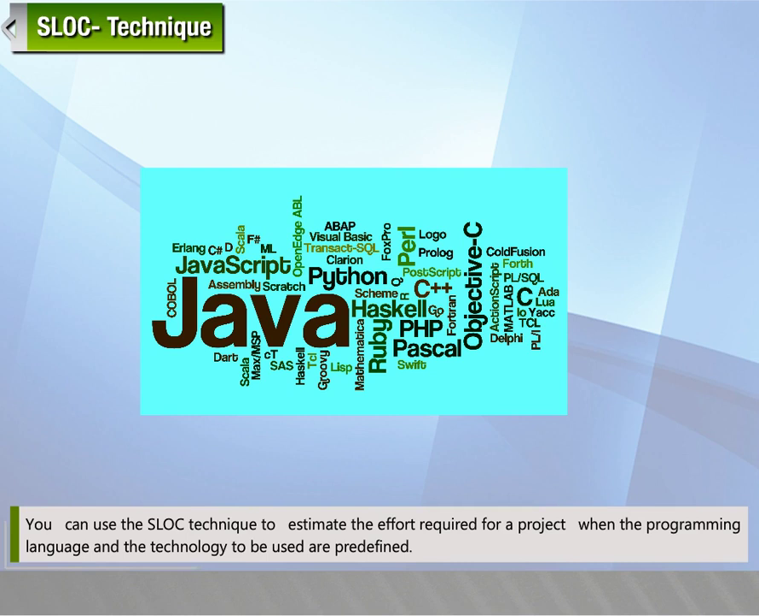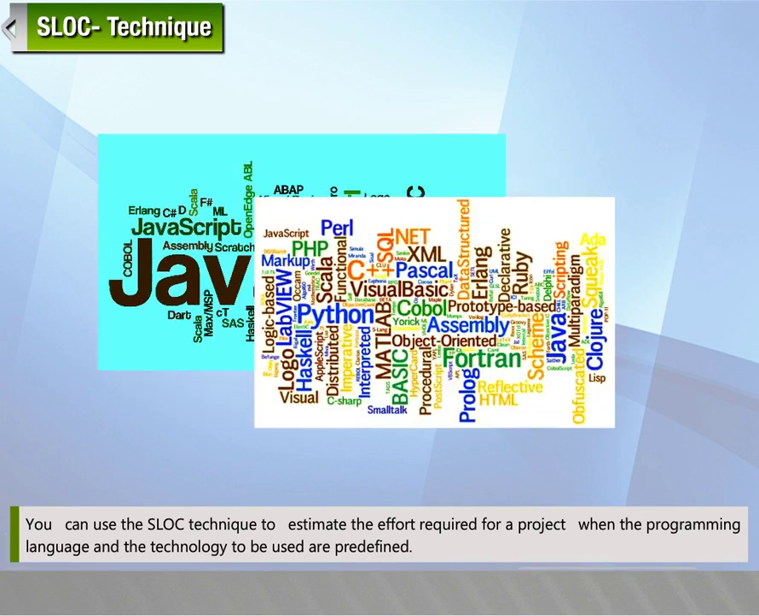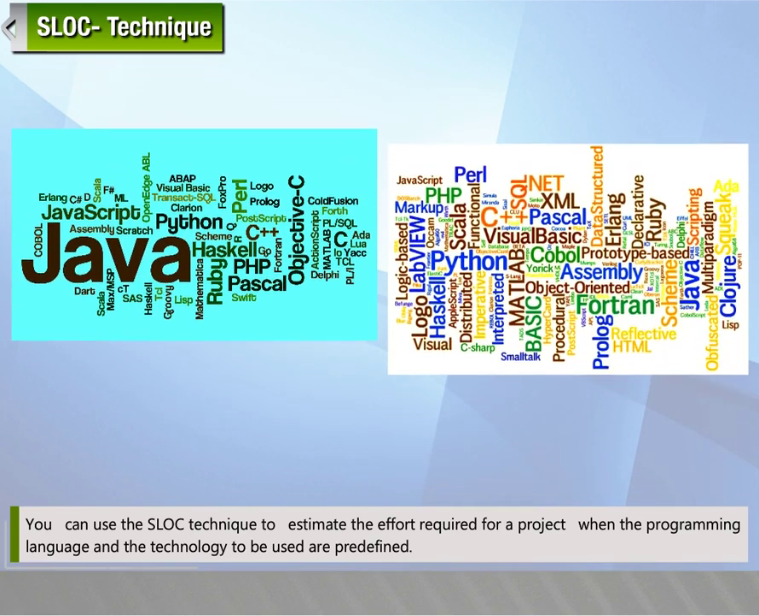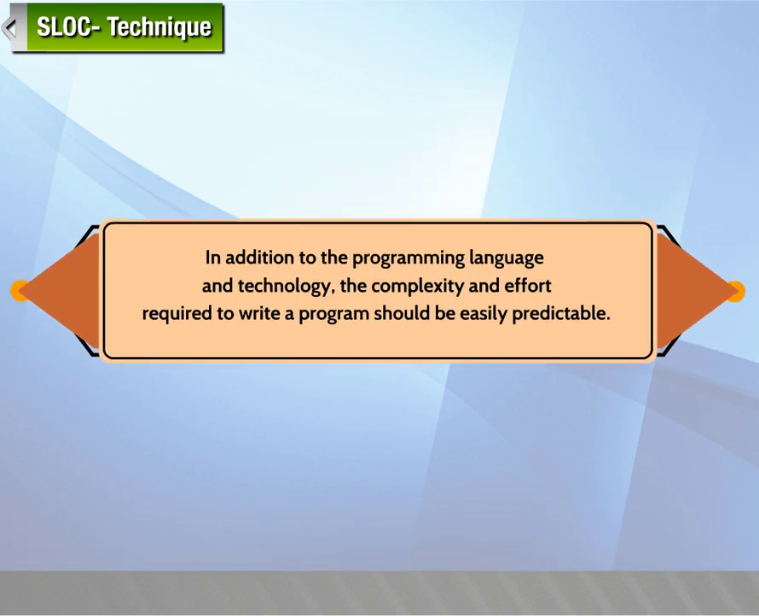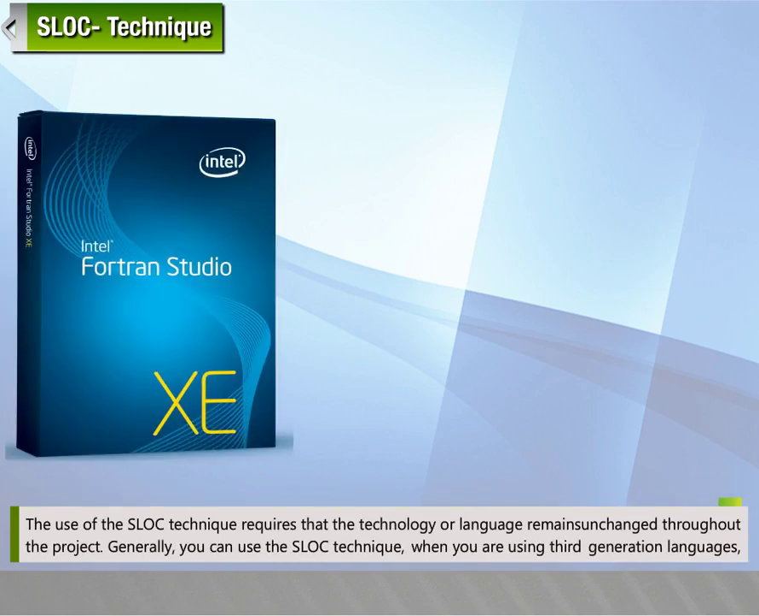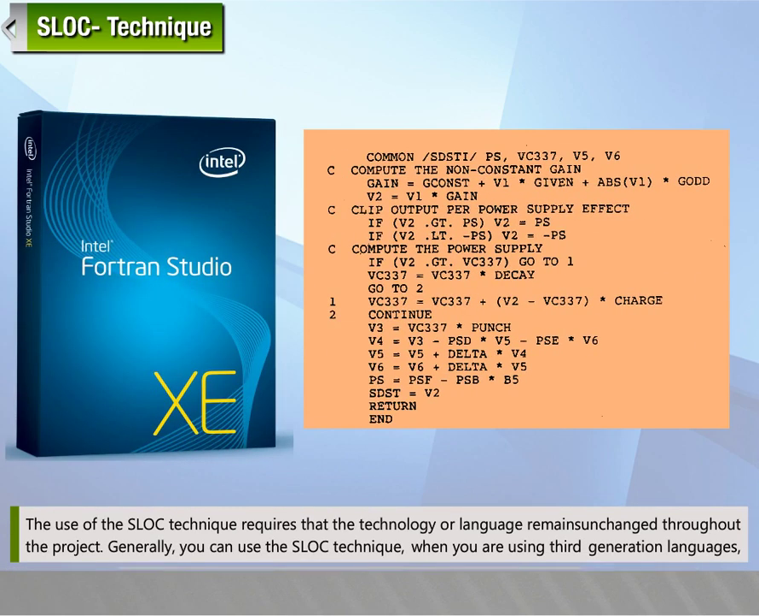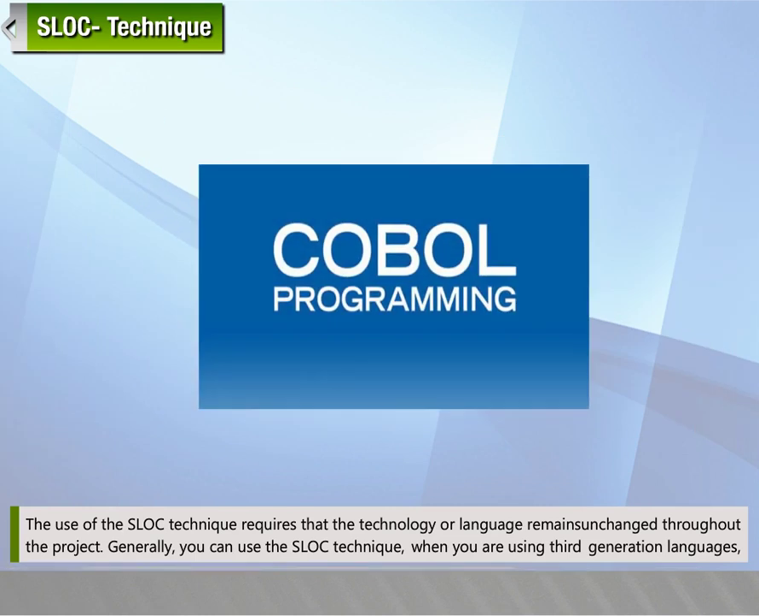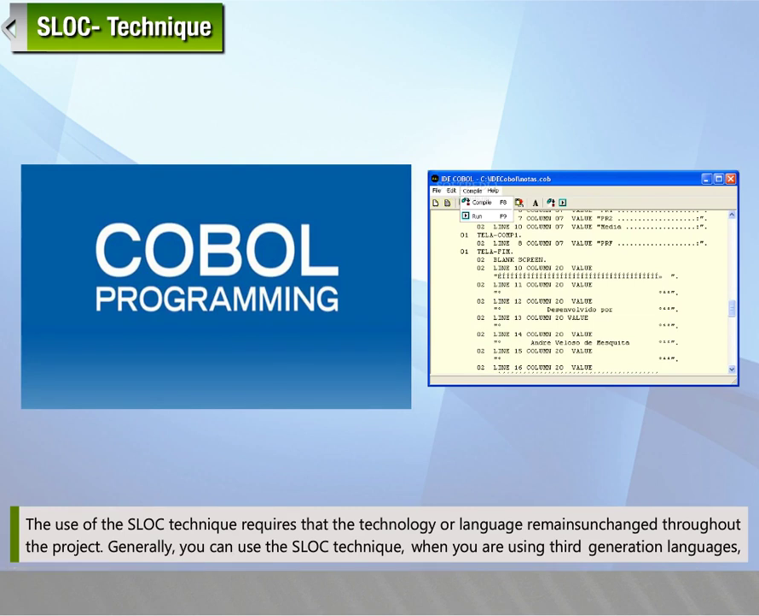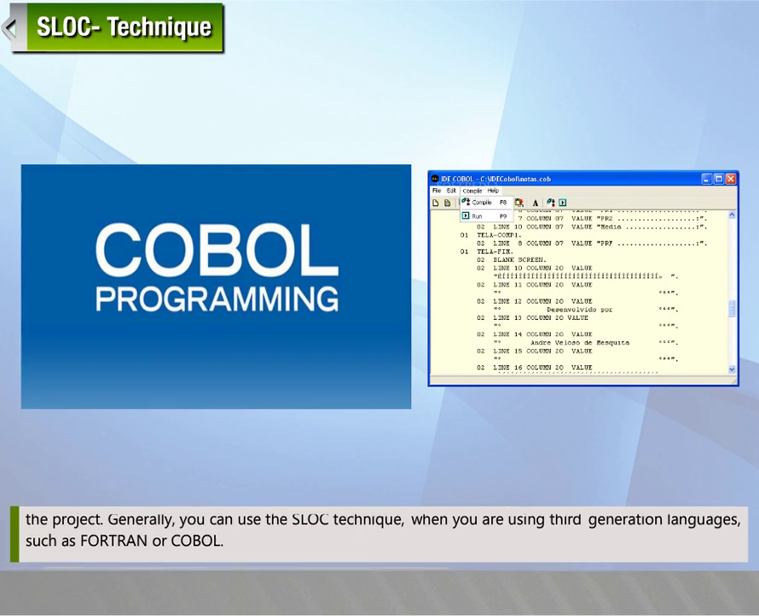You can use the SLOC technique to estimate the effort required for a project when the programming language and the technology to be used are predefined. In addition to the programming language and technology, the complexity and effort required to write a program should be easily predictable. The use of the SLOC technique requires that the technology or language remains unchanged throughout the project. Generally, you can use the SLOC technique when you are using third-generation languages such as Fortran or COBOL.